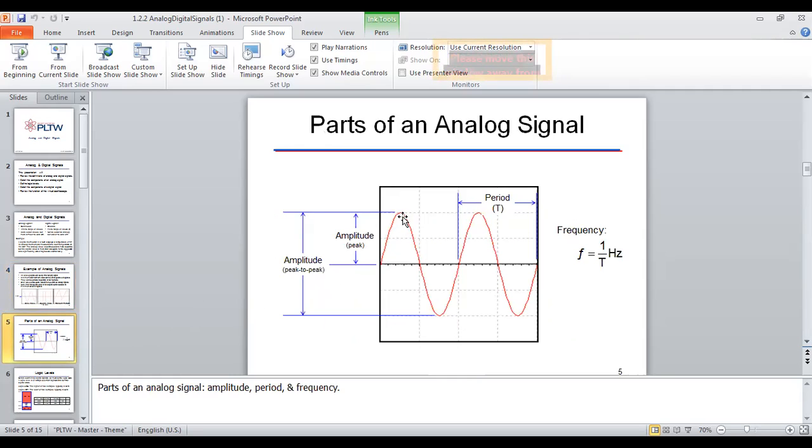Parts of an analog signal, you see, students of pre-calc, which probably aren't very many of you, but you see the amplitude of the wave. Now there's peak to peak amplitude and just peak. So make sure that you differentiate between that in your examples.